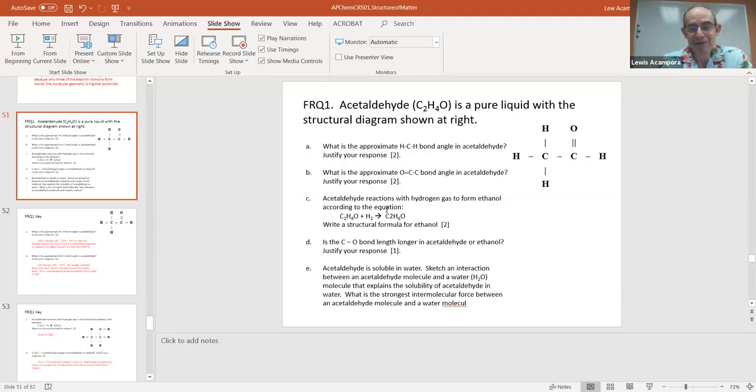as you prepare for the exam, please spend some time. Don't be thrown off if it turns out you've never seen this before. Think about the principles that you've learned and how to apply them. Okay, so we're given acetaldehyde. And again, you don't need to know the names of these. You're told it's a pure liquid. You're asked for the approximate HCH bond angle in acetaldehyde.